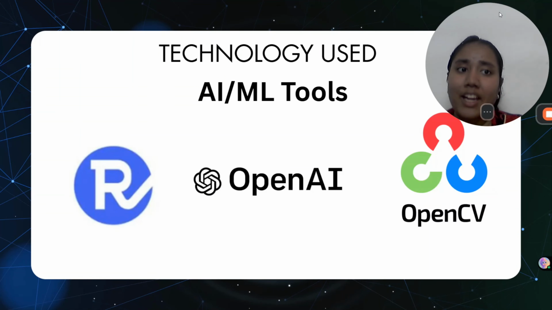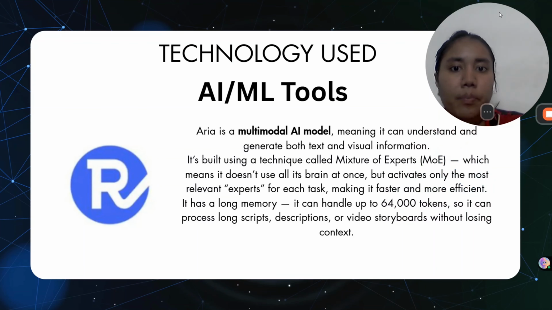Now talking about the AI/ML tools. As you can see here, I have majorly three AI/ML tools used here. First is Area. Area is a LLM I used here. Second thing is OpenAI. In OpenAI, I use TTS. TTS is text to speech, and then we used OpenCV. So first talking about Area. As I earlier stated, it's a LLM.